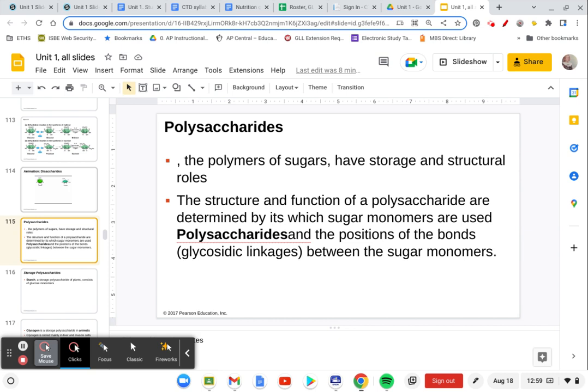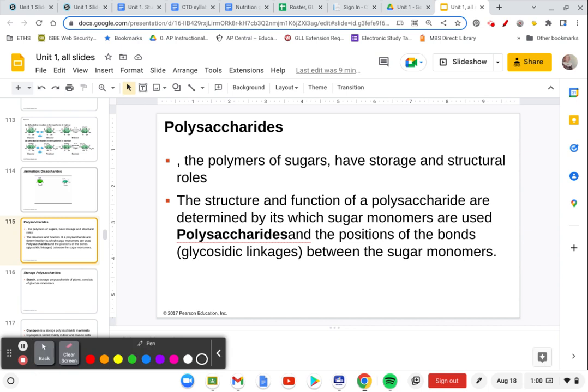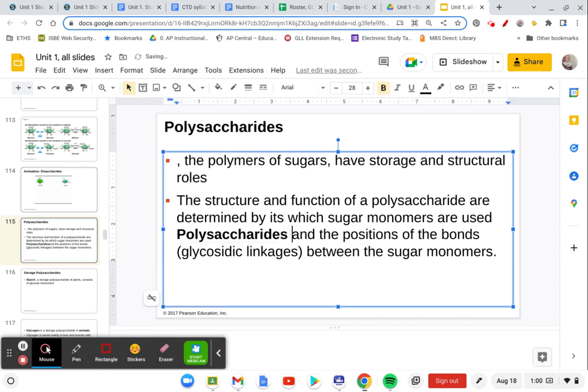Okay, so we've had mono, di, and now the last one is polysaccharides. These are polymers of sugars, and they also have storage and structural roles. Whereas monos and dis are mainly for energy and for quick energy, polysaccharides can have a couple of different jobs depending on their structure, or how they're formed. So let's look at those different kinds.